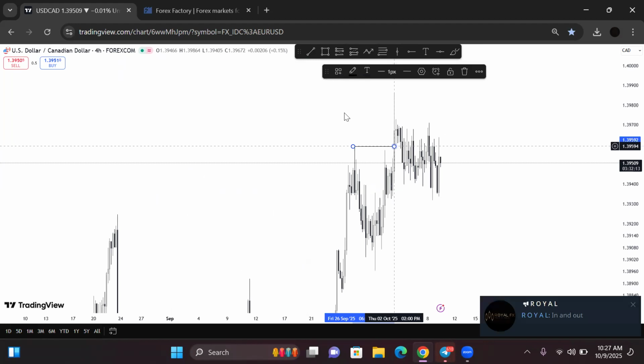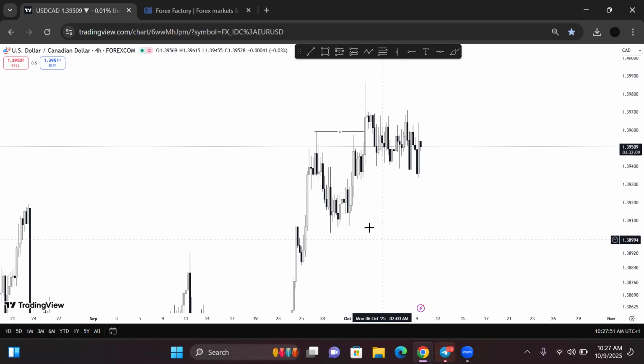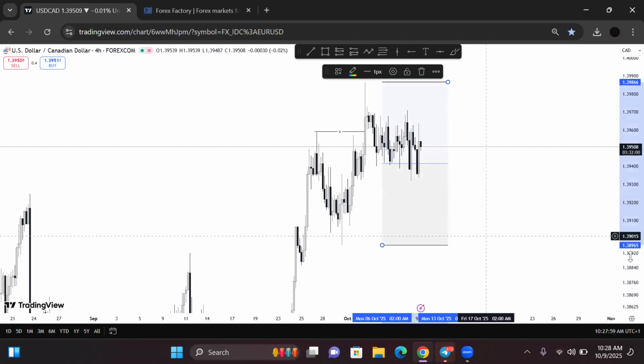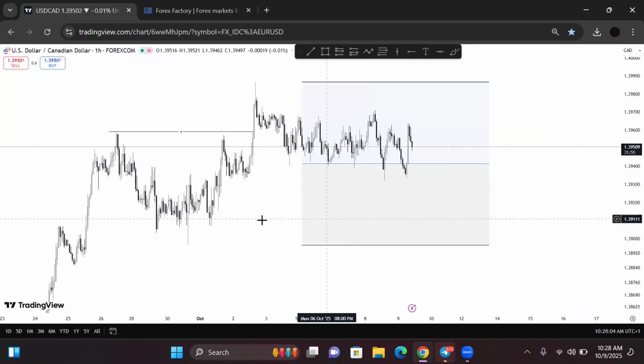We had this break of structure, and then look at our range. Our range goes from this low to this high, this low to this high. So we want to buy from the discount zone. All right, so let's go to 1 hour time frame to see what we have.